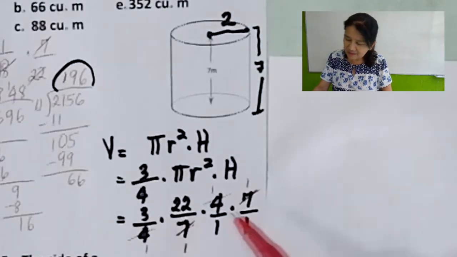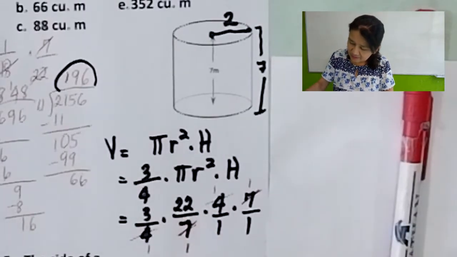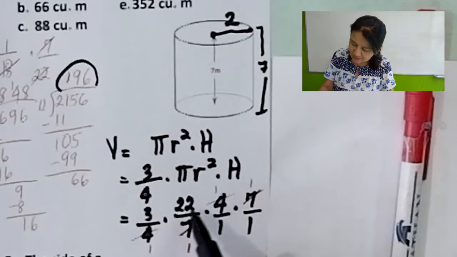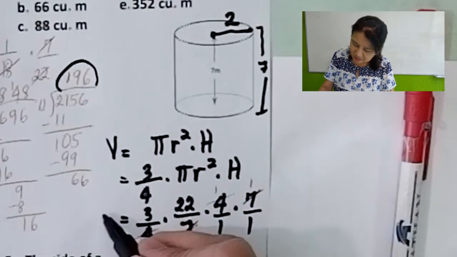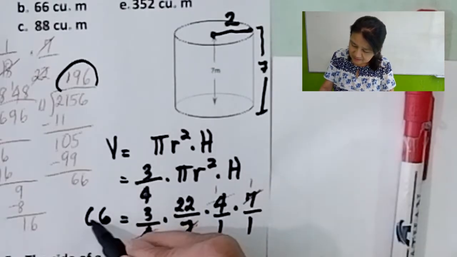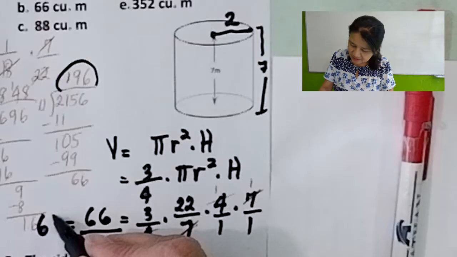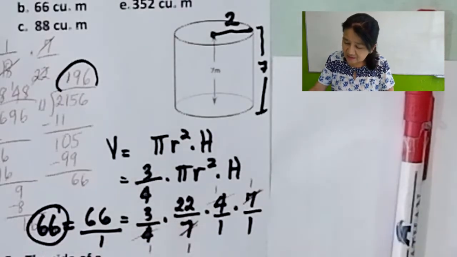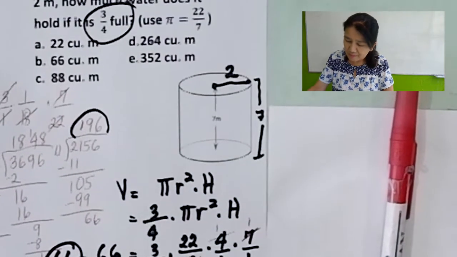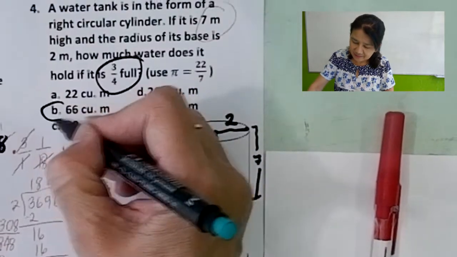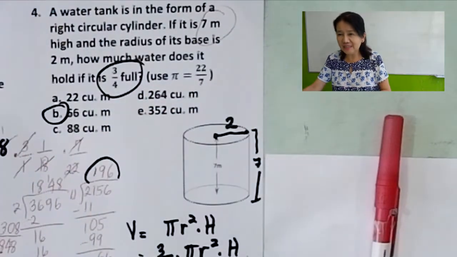Okay, nothing can be cancelled, so we can now get the final answer. 1 times 1 times 22 times 3. 22 times 3 is 66 over 1 times 1 times 1 times 1 over 1. So the final answer is 66 cubic meters. The answer is letter B.